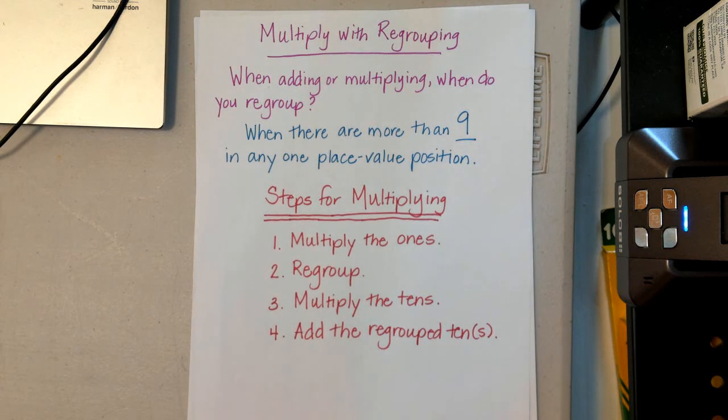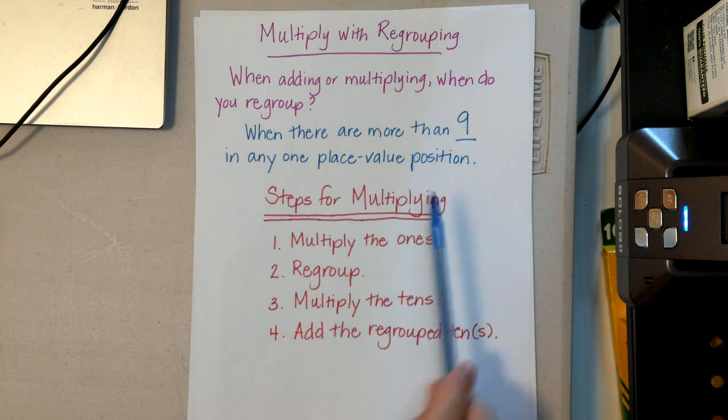Well, when there are more than 9 in any one place value position. Because if we have more than 9, then we have 2 digits and we cannot put more than 1 digit in a place value position.